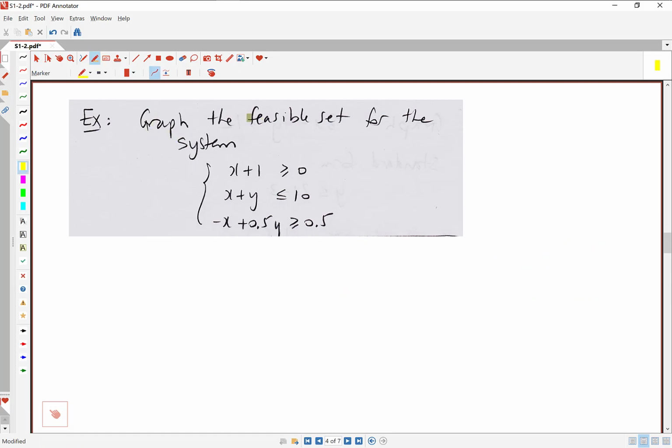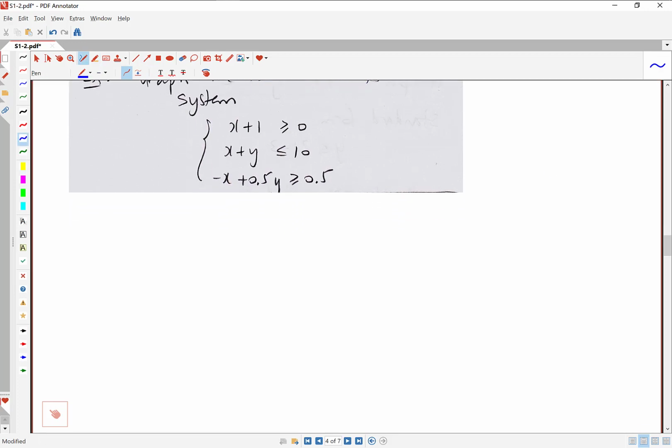So we are going to graph the feasible set for the following system. When we say feasible set, it just means the points that satisfy all of the following inequalities. So what we're going to have to do is just deal with these inequalities one by one. We'll make a rough sketch of each inequality, and then at the end of the problem, we'll put them all together. So let's start with this inequality, x plus 1 is greater than or equal to 0.